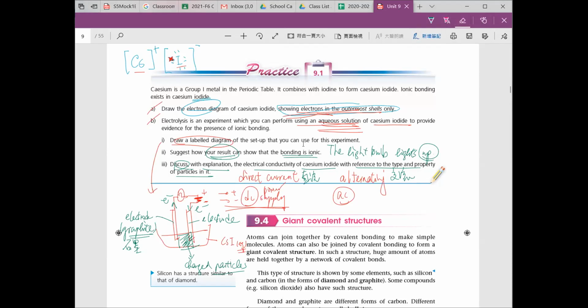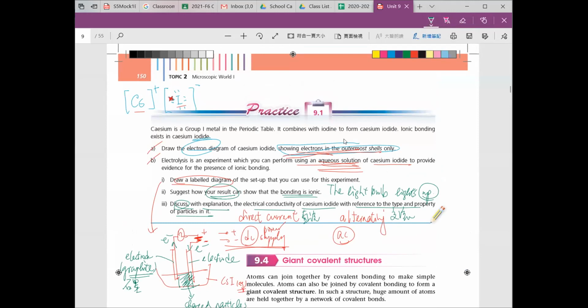As cesium iodide is an ionic compound, and an ionic compound conducts electricity in molten state and in aqueous solution, but not in solid state. In the experiments, the cesium iodide is in aqueous solution and it conducts electricity, and it decomposes to form cesium atom and iodide.